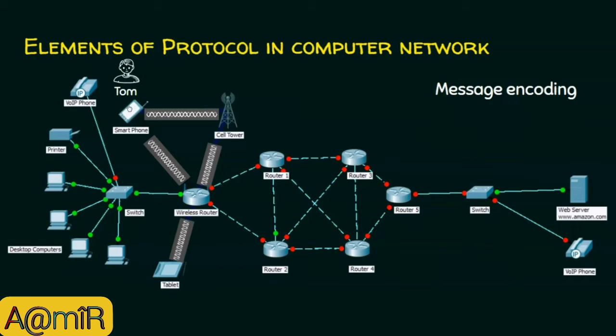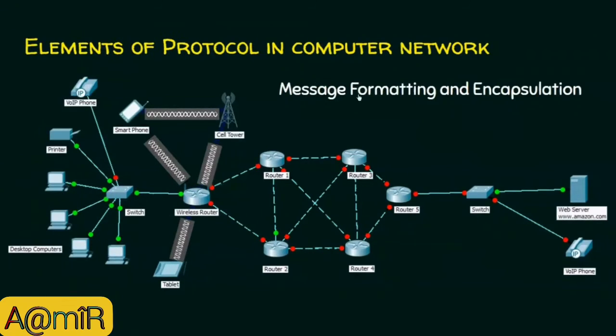In this case, Tom's smartphone converts the data into waves, and after this data is received by this router, it has to forward this to router 1 or router 2. Now this router is connected to router 1 as well as router 2 with the help of a wired medium. The protocol in this router converts these waves into signals. This is a very important part of a protocol.